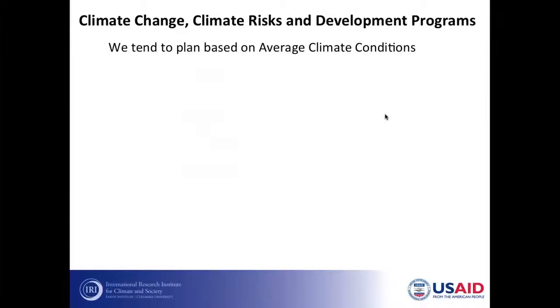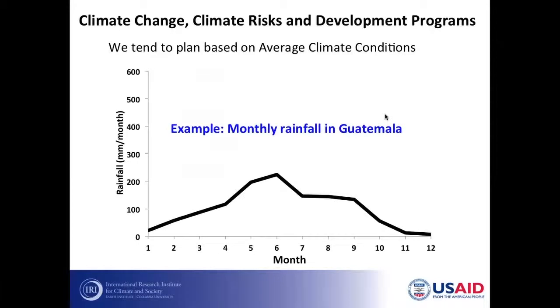Another interesting issue in trying to incorporate climate information into planning is that we often tend to plan based on average climate conditions, what in climate science is called the climatology, the long-term means. For example, this figure shows the long-term average monthly rainfall in one site in Guatemala. The figure is showing the monthly rainfall for January, February, March, April. And this type of information is what farmers, for example, take into consideration to decide when to plant a crop. What crop should they plant?